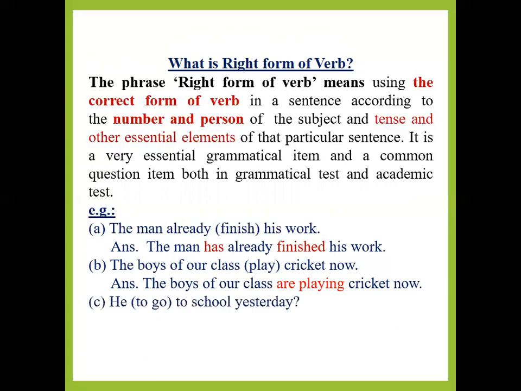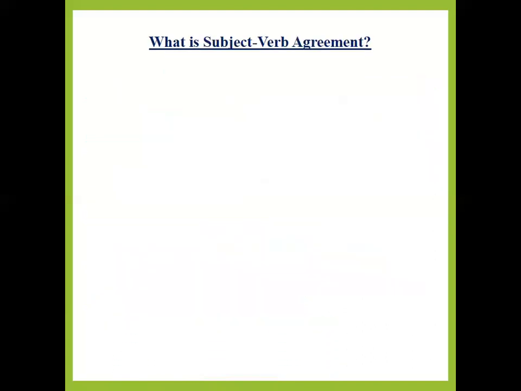He to go to school yesterday. Here, the extra element of this sentence, yesterday, tells us that the sentence is in the past indefinite tense and the question indicates that it will be in interrogative form. So the answer will be, did he go to school yesterday?